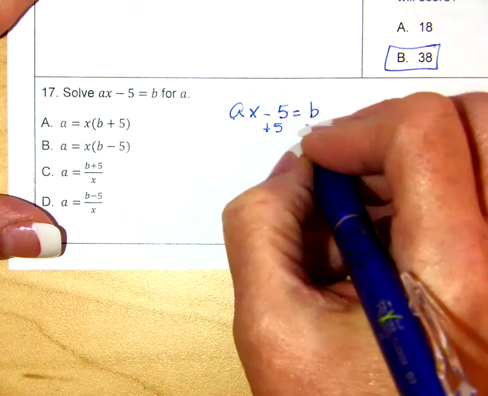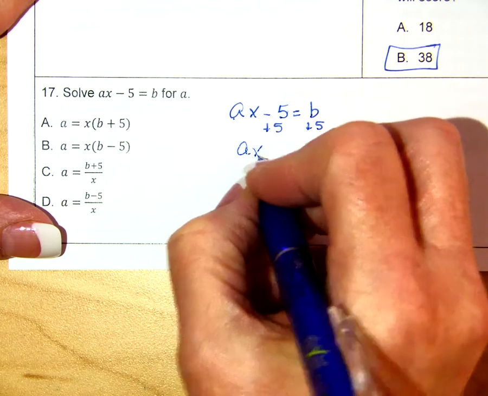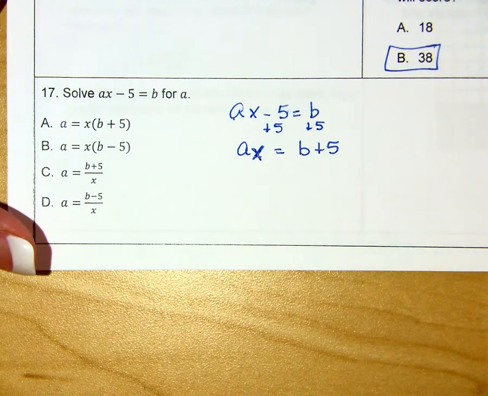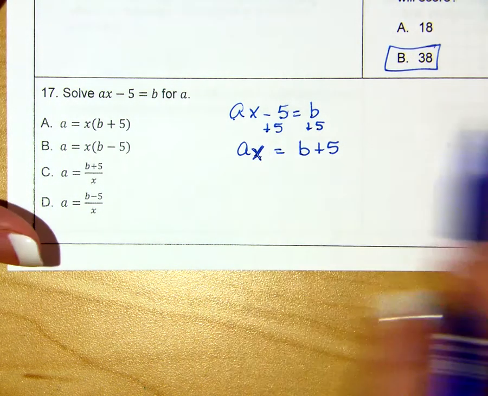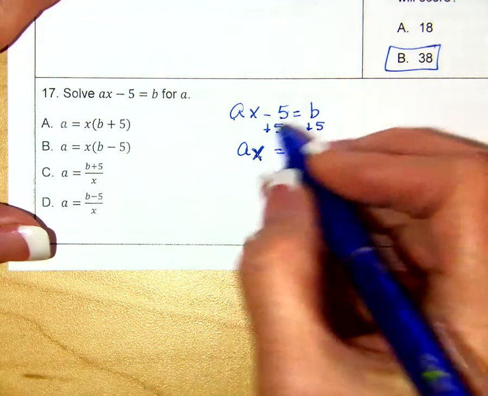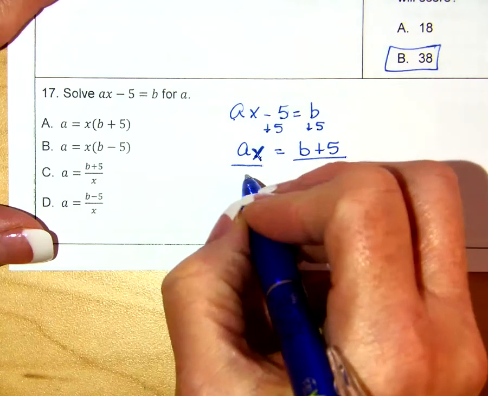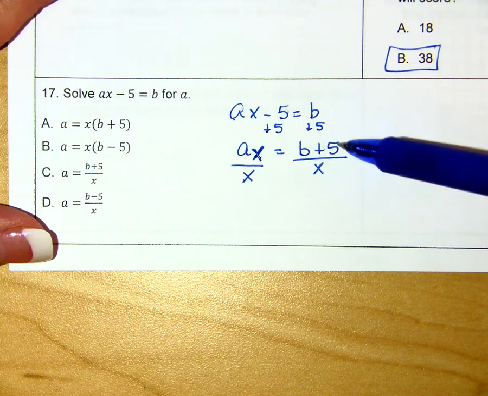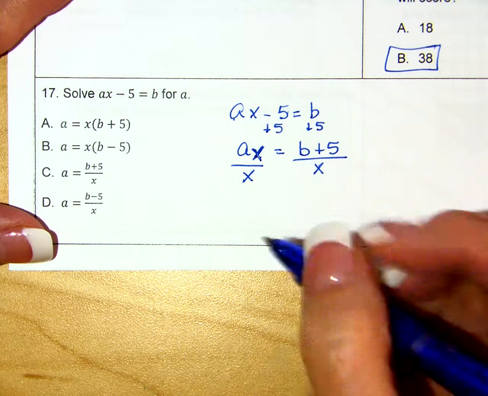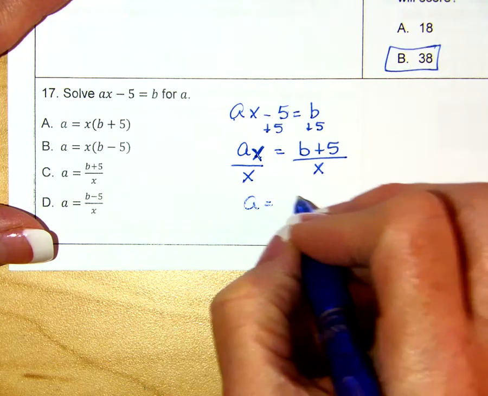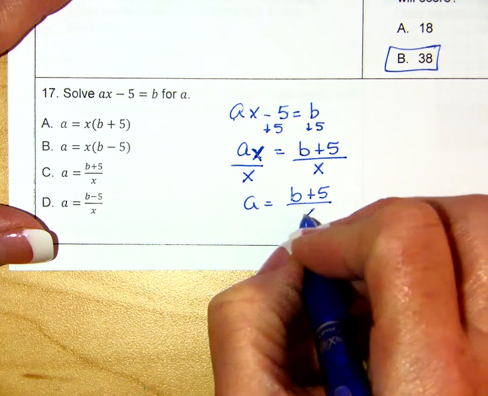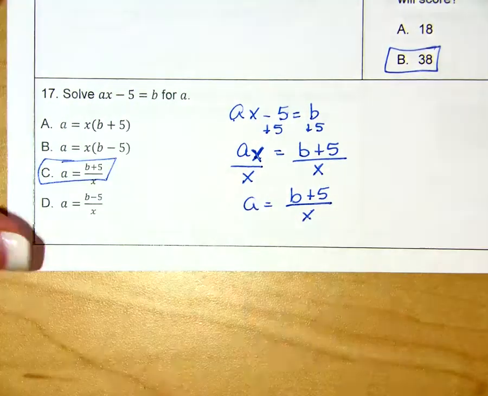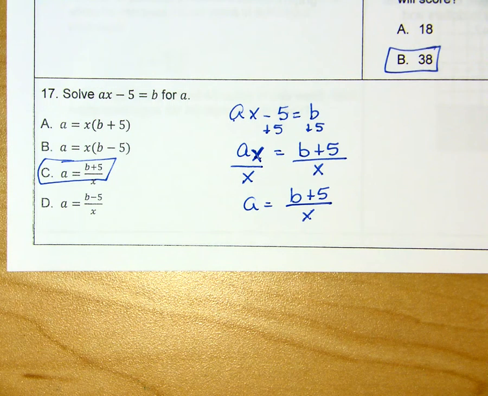I can add 5 to get rid of that 5. So I have ax equals b plus 5. So now I've isolated the ax term, but I need the a by itself, so I need to get rid of the x. That means I'm going to take both sides and divide them by x. Because x is not common to either b or 5, I'm just going to leave it as b plus 5 in the numerator and x in the denominator. It's not going to help me to divide each of those specific items. So we end up with answer choice C.